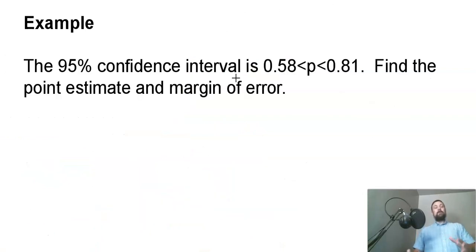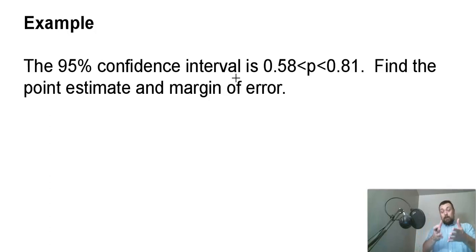Now, this last one, I don't usually put this one on the test, but it is kind of interesting that you can work backwards to figure out the point estimate and the margin of error given the confidence interval. So if somebody says, here's my confidence interval, and the fact that it's 95%, I don't think we really need that. That's not really going to be part of our calculation. But you might be curious.